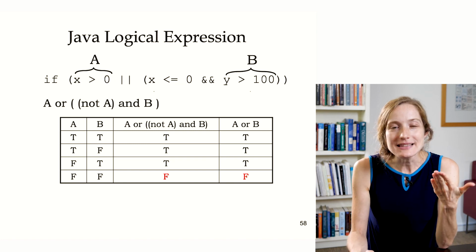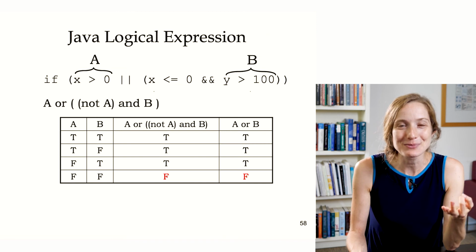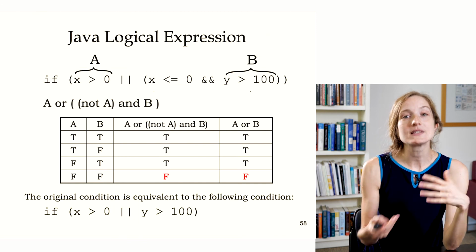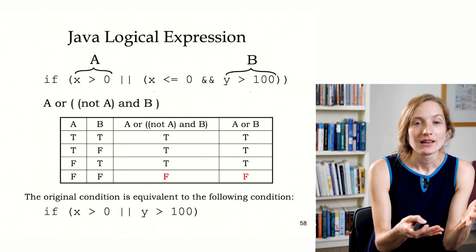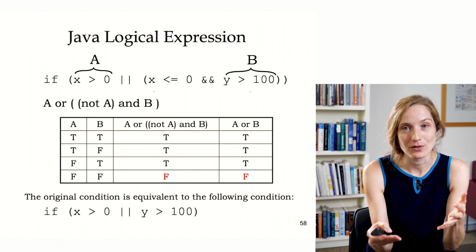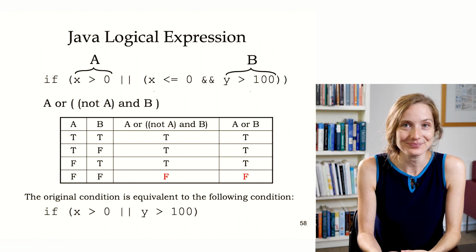So what does that mean? That means it's overkill here. This is not optimal, efficient code. I could have expressed this with a simpler condition of if x greater than 0 or y greater than 100. And this would give me exactly the same functionality.